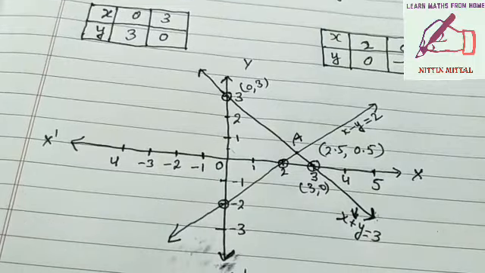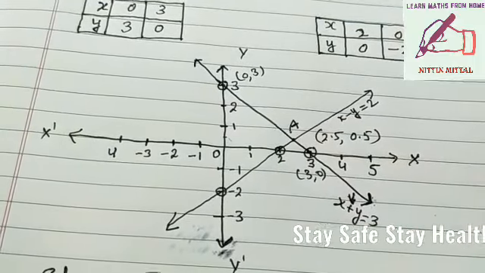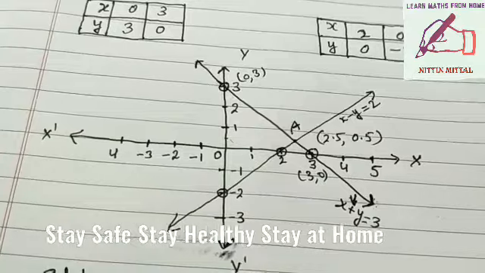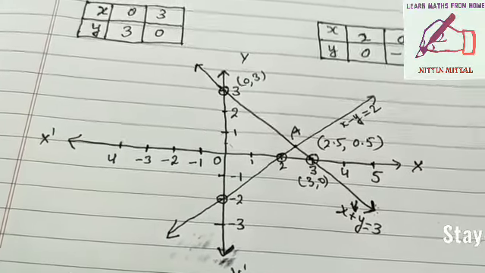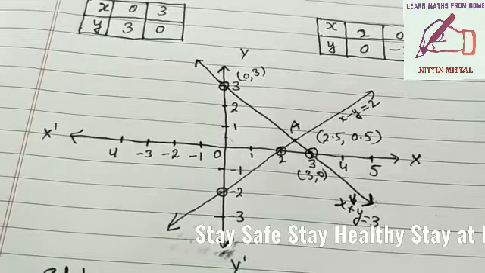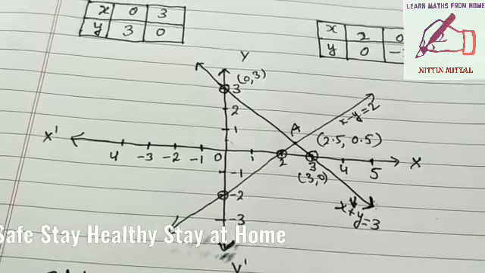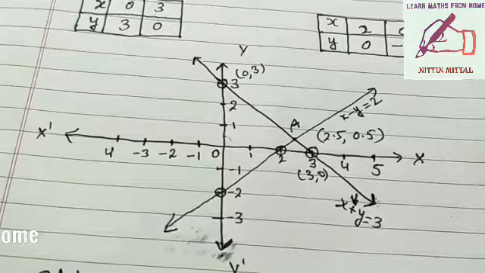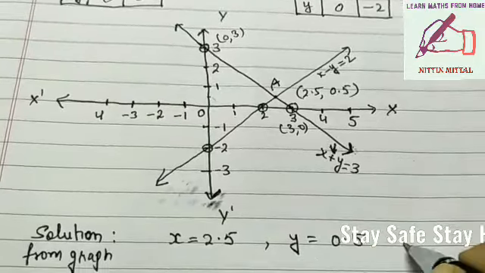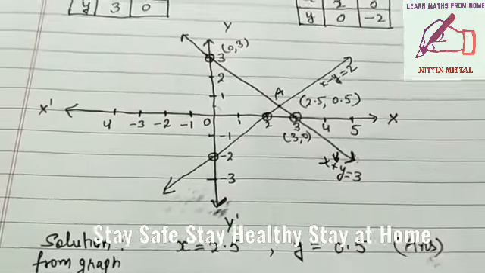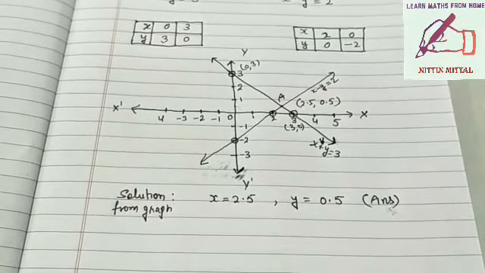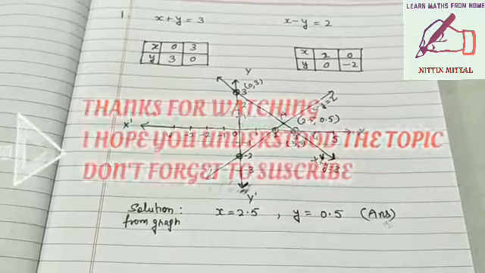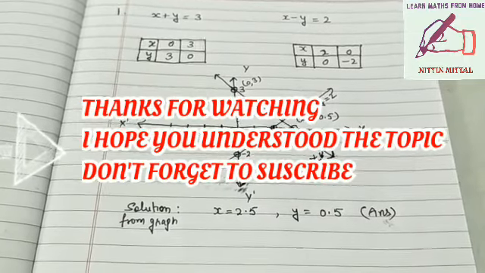So we can write here the solution: x equal to 2.5 from graph and y equal to 0.5. Answer. So this is how we have to draw the graph, and we can find the common solution of a pair of linear equations in two variables.